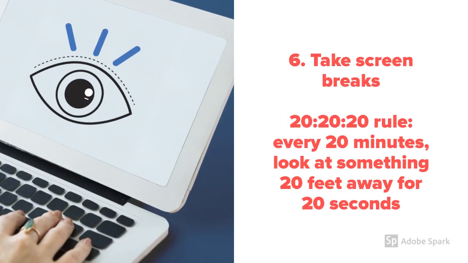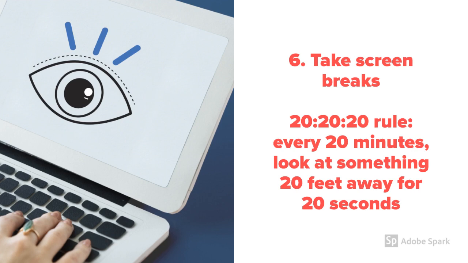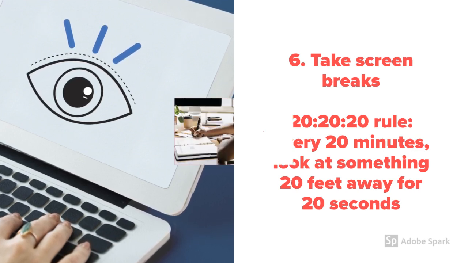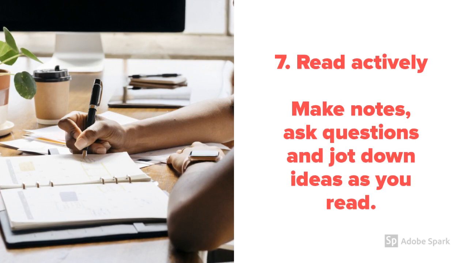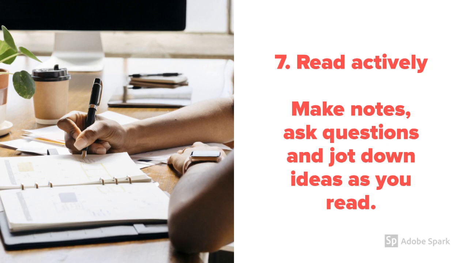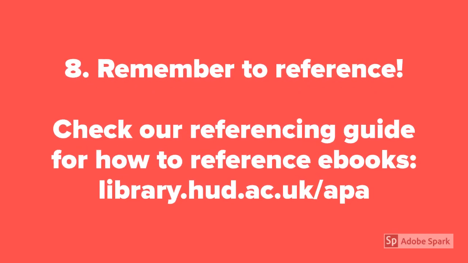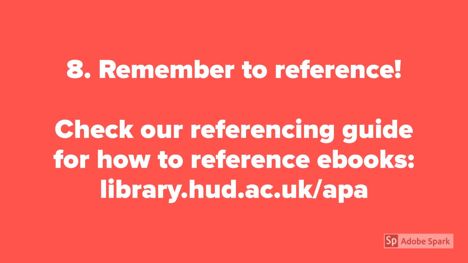Reading on screen can be hard on your eyes, so remember to take regular screen breaks. Try using the 20-20-20 rule. Read actively to make sure your attention doesn't wander and help you remember what you've read. Most ebooks will allow you to make notes and highlight portions. These will be saved into your library account, so they'll still be there the next time you go into the book. As always, remember to reference.